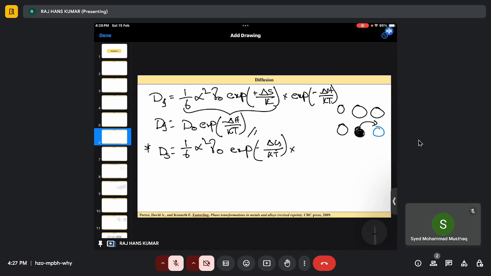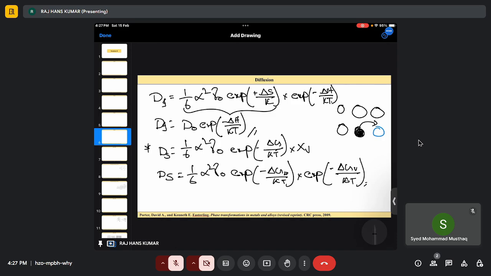Now again, how do you find a vacancy? It depends on probability. What is the probability of finding any vacancy at the next point? It will be equal to the mole fraction of vacancy. Now again, what is my mole fraction of vacancy? Ds equals 1 by 6 alpha square epsilon, minus delta g for barrier upon kT, times exponential minus delta g of vacancy upon kT. Delta g is the free energy in creation of the vacancies. Okay, so what is my Xv? Xv is the number of vacancies divided by the total number of sites or total number of atoms.